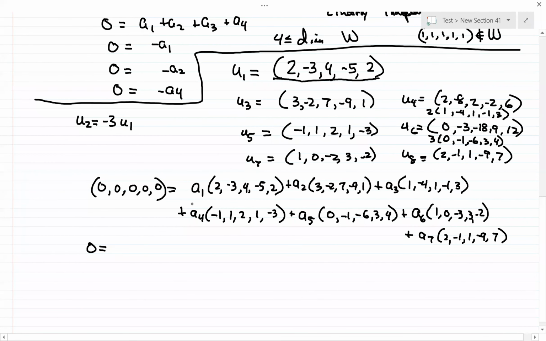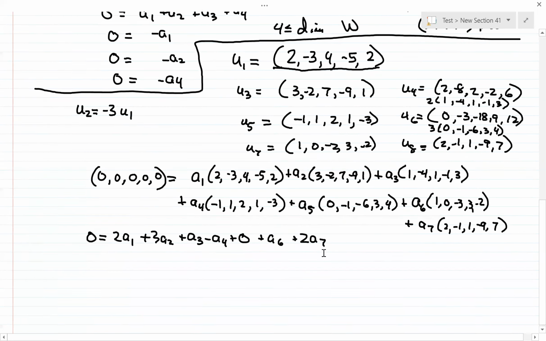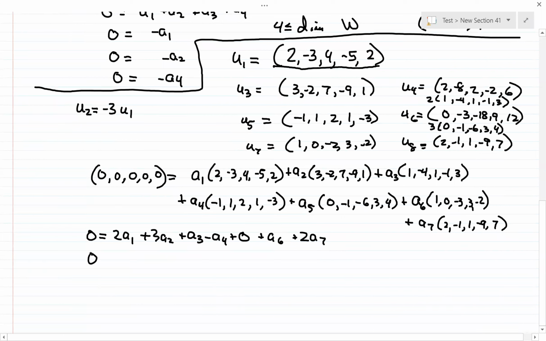You get 0 equaling 2a1, and then 3a2, and plus a3, minus a4, 0, plus a6, plus 2a7. That's the first equation. The second one would be what?